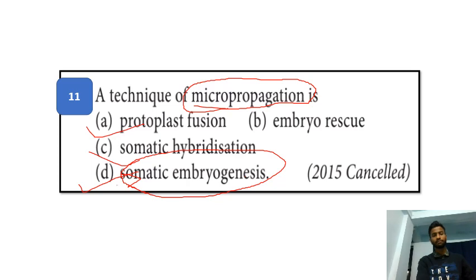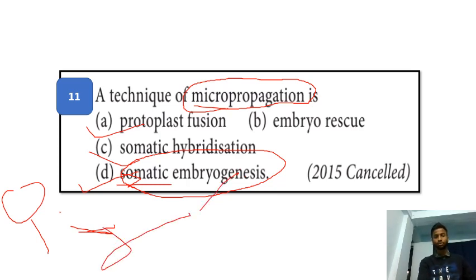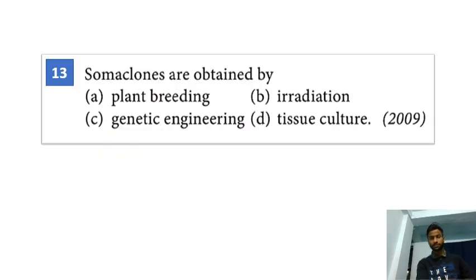Somatic means the part. If you take a part of a plant, this is further tissue culture. You produce a large quantity of plants, or a large amount of plant. This is known as micropropagation. So this is the answer: somatic embryogenesis.